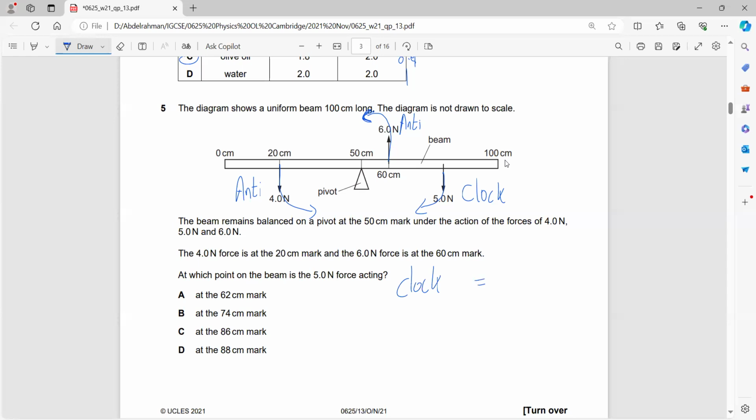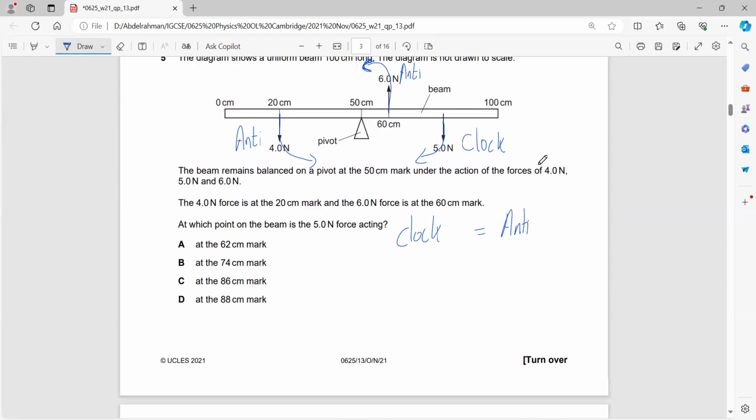Clockwise moment equals anti-clockwise moment. Clockwise, the only one, okay? The only clockwise moment is the 5 Newton. So 5 times the distance. I do not know the distance, okay? You do not know the distance to the pivot.